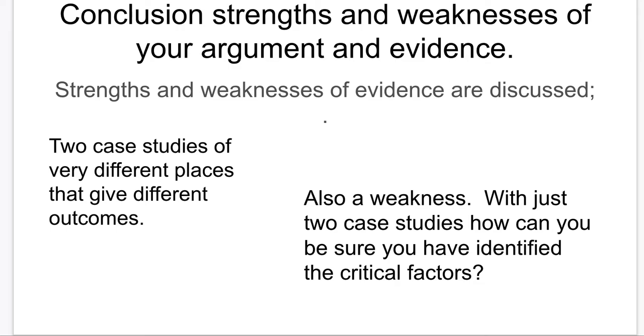Two case studies of very different places that get different outcomes is also a weakness. With just two case studies, how can you be sure that you've identified the critical factors? So there will be factors that you are unaware of. This is a short essay and you're only an IB student. So there might be factors that are important in that cause and effect relationship which you've been unable to cover. So here you just need to say that is a weakness. You need to recognise the weaknesses and limitations of your argument.